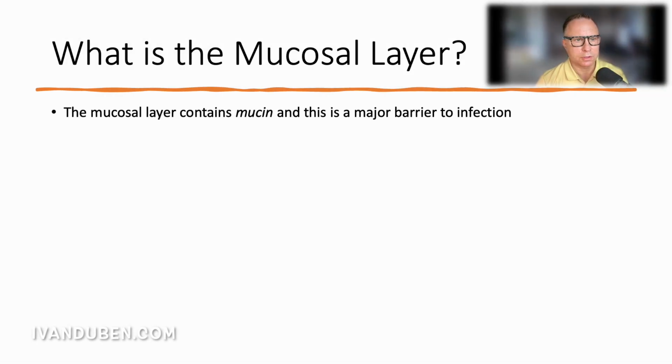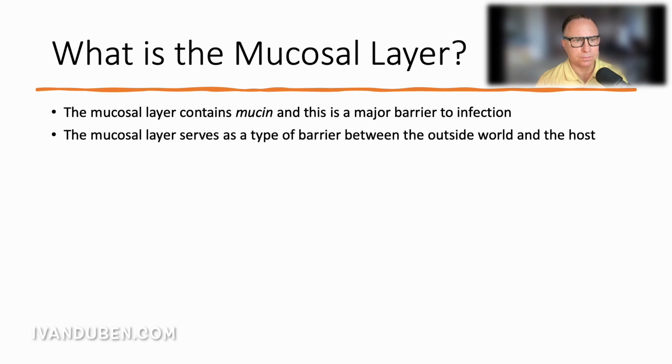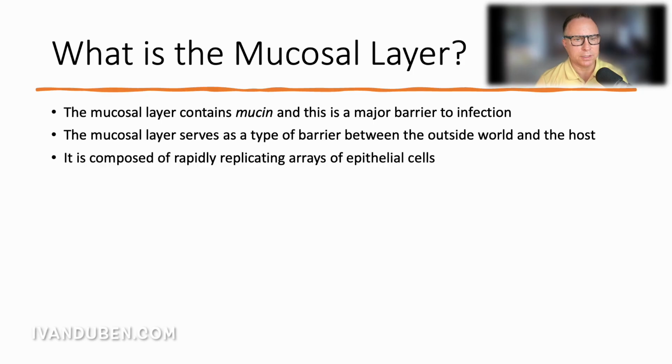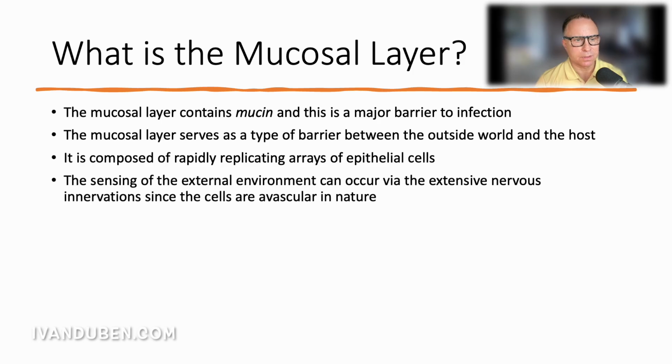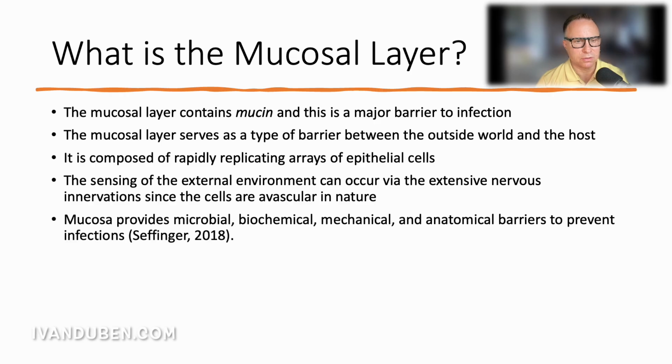What is the mucosal layer? Mucosal layer contains mucin. It's a major barrier to infection. Mucosal layer serves as a type of barrier between the outside world and the host. It's composed of rapidly replicating arrays of epithelial cells. The sensing of the external environment can occur via the extensive nervous innervations, since the cells are avascular in nature. Mucosa provides microbial, biochemical, mechanical, and anatomical barriers to prevent infections.